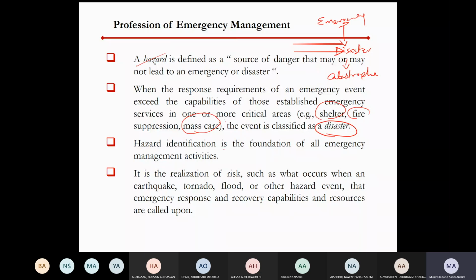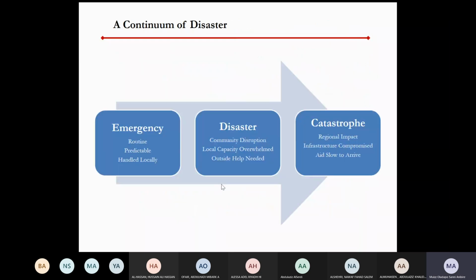Now, hazard identification is the foundation of all management activities. As I told you before, hazard identification, risk management, and risk assessment are the foundation of all safety management and emergency management activities. Now, it is the realization of risk, such as what occurs when an earthquake, tornado, flood, or other hazard event occurs, that emergency response and recovery capabilities and resources are called upon. So this is exactly what I was trying to explain to you.